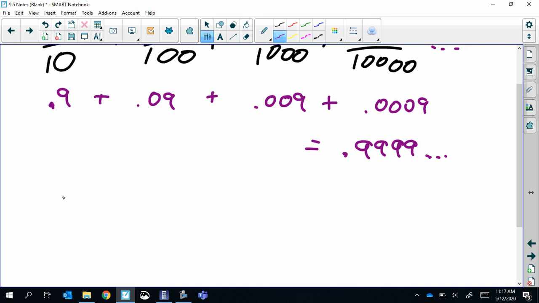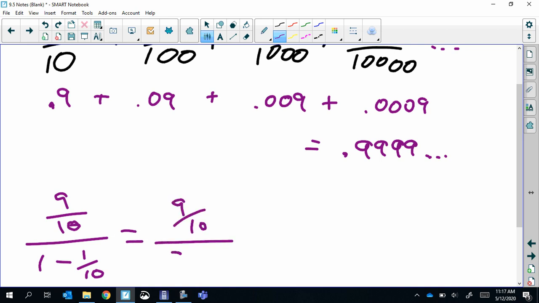If you take the formula, 9/10, so that's A1, over 1 minus r. 1 minus r, r was 1/10, the same as before. So that's 9/10 divided by 9/10. 9/10 divided by 9/10 is 1. So what this actually does is show one method of showing that 0.9 repeating equals 1. Kind of weird, but that is what it is. 0.9 repeating equals 1.